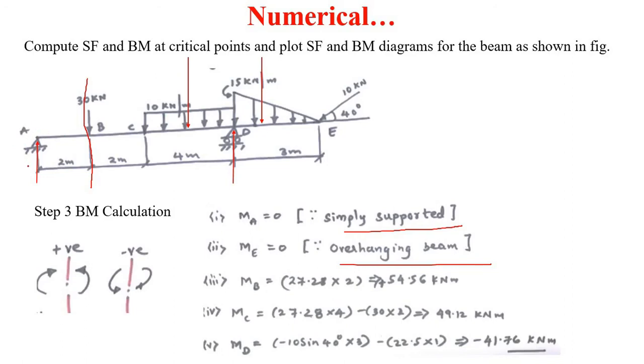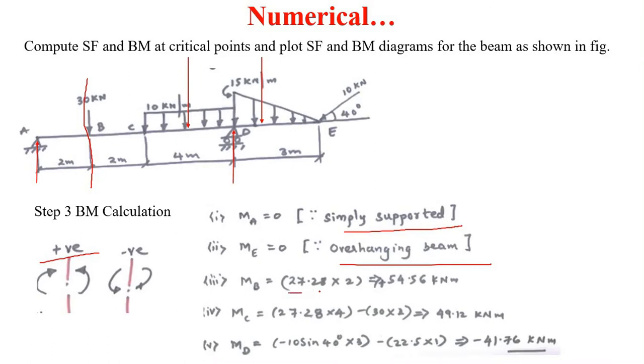We will consider the left side of the beam because only one force is there at the left side of the beam. When we take a section at point B, this RA, which is equal to 27.28, will try to rotate in clockwise direction, and it is at the left side of this section, so it will be considered positive.